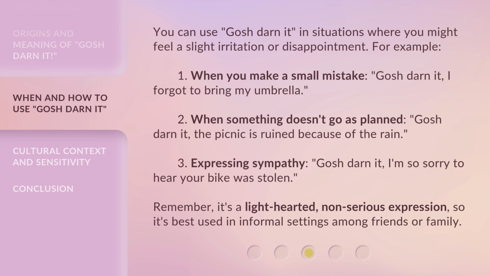You can use gosh darn it in situations where you might feel a slight irritation or disappointment. For example, 1. When you make a small mistake. Gosh darn it, I forgot to bring my umbrella. 2. When something doesn't go as planned. Gosh darn it, the picnic is ruined because of the rain. 3. Expressing sympathy. Gosh darn it, I'm so sorry to hear your bike was stolen. Remember, it's a light-hearted, non-serious expression, so it's best used in informal settings among friends or family.